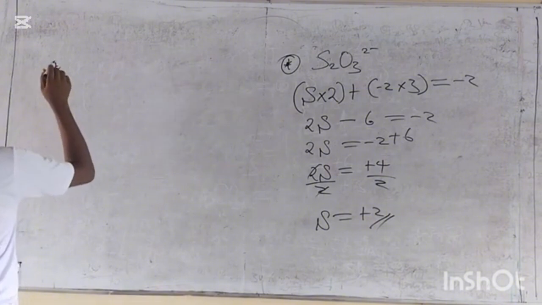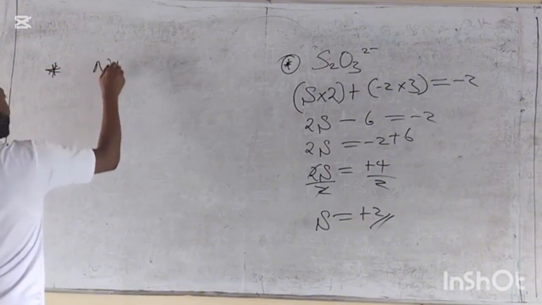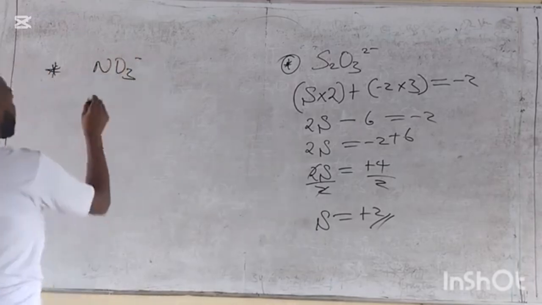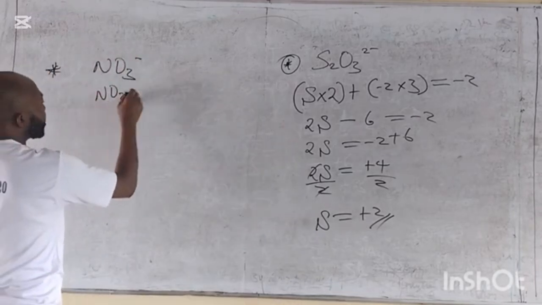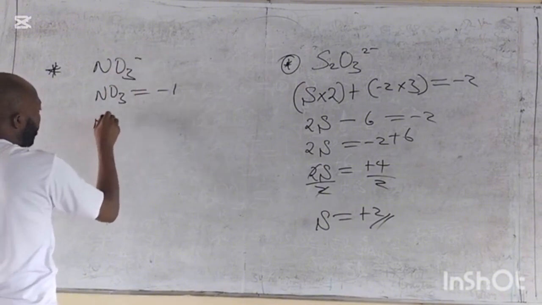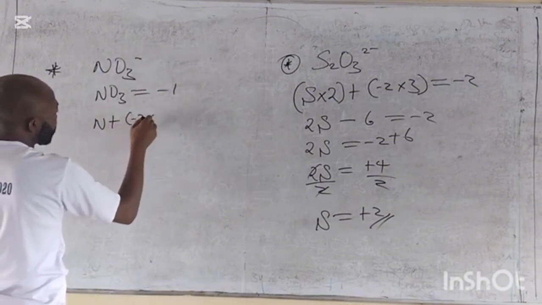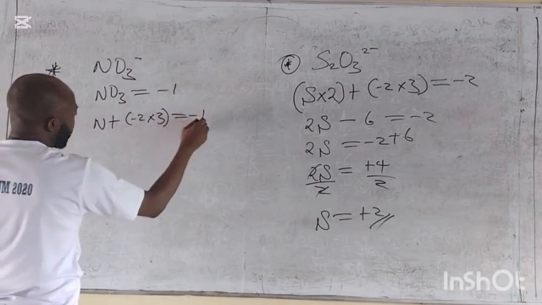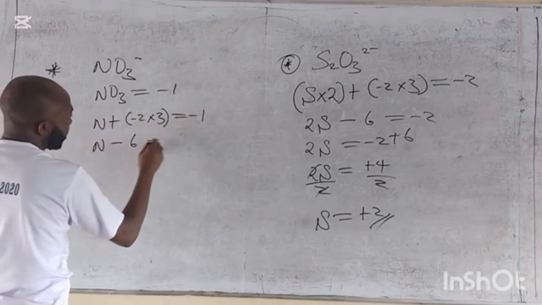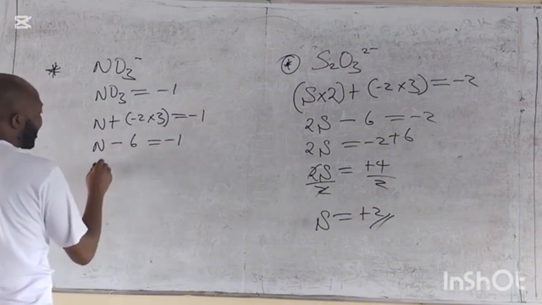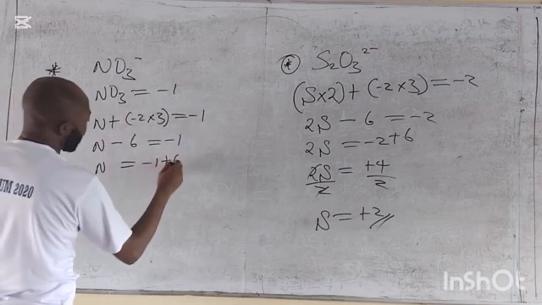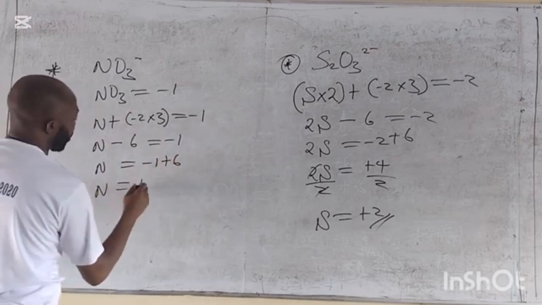The oxidation number or state of nitrogen in NO3 minus. Remember, whatever we have is equal to the charge. So now I have NO3 is equal to minus 1. The charge is minus 1. Nitrogen is what we're looking for, plus oxygen is minus 2 times 3, is equal to minus 1. Nitrogen plus minus 2 times 3, which is 6, is equal to minus 1. N is equal to minus 1, which crosses over and becomes plus 6. N is equal to plus 5.